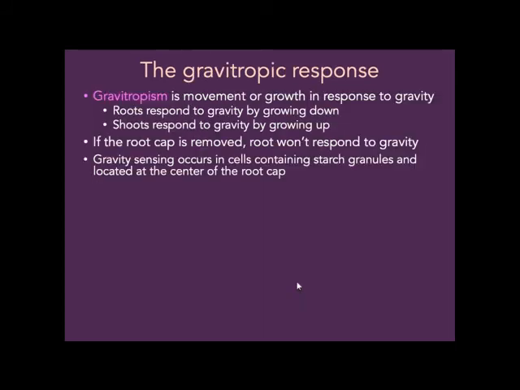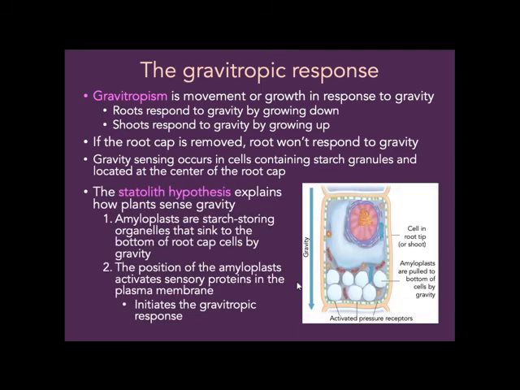All right, the next response is the gravitropic response. Gravitropism is movement or growth in response to gravity. We know that roots respond to gravity by growing down and shoots grow up. If you cut the root cap, that little mass of cells off the end of the root tip, the root will not respond to gravity. So we know that gravity sensing occurs in cells that have starch granules in them, at the center of the root cap.